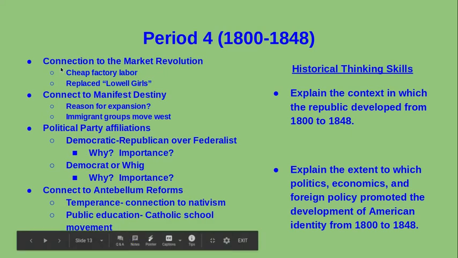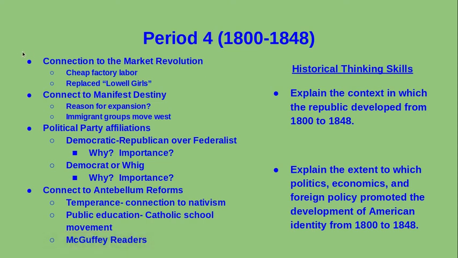You can connect these immigration patterns to different trends in American history. During period 4, in the early parts of it, after the War of 1812, you get the market revolution, America's early industrial revolution. And these immigrants are going to be the cheap factory labor. In fact, the Irish especially will replace the, quote, Lowell girls and other places that employed women.